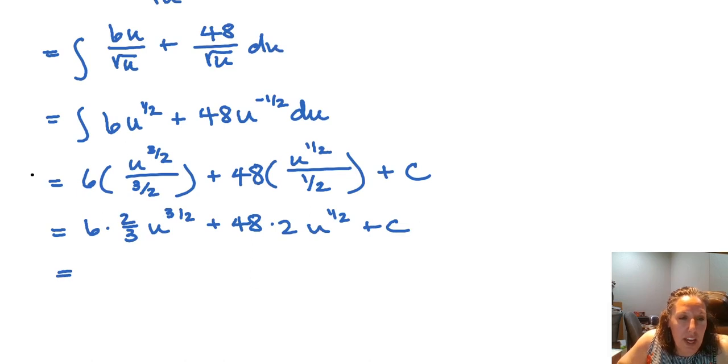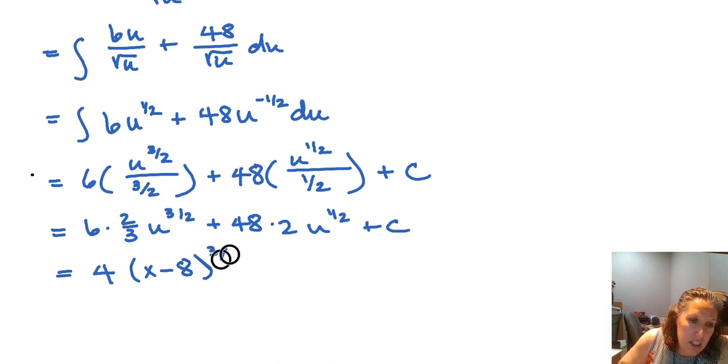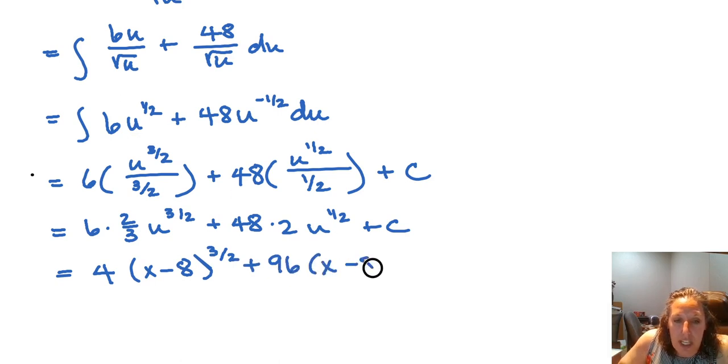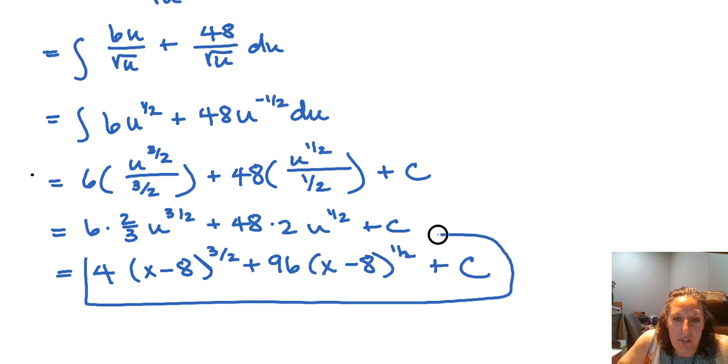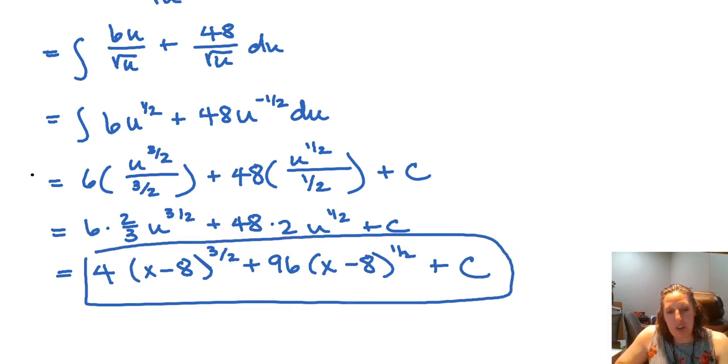So if we simplify that coefficient, that's going to be 12 over 3, or 4. And our u, remember, if we go back to our substitution, our u is x minus 8, to the 3/2. 48 times 2 is 96 times our u, which is x minus 8 to the 1/2, plus that constant of integration c. And then if you wanted to go ahead and factor out your GCF, you would have a GCF there of 4 times x minus 8 to the 1/2.